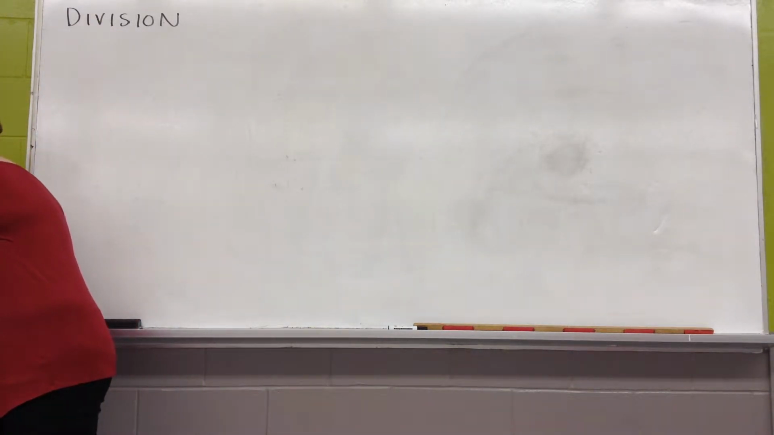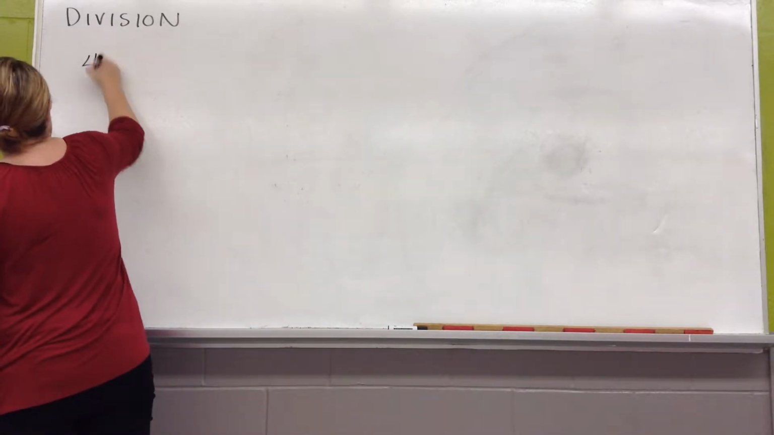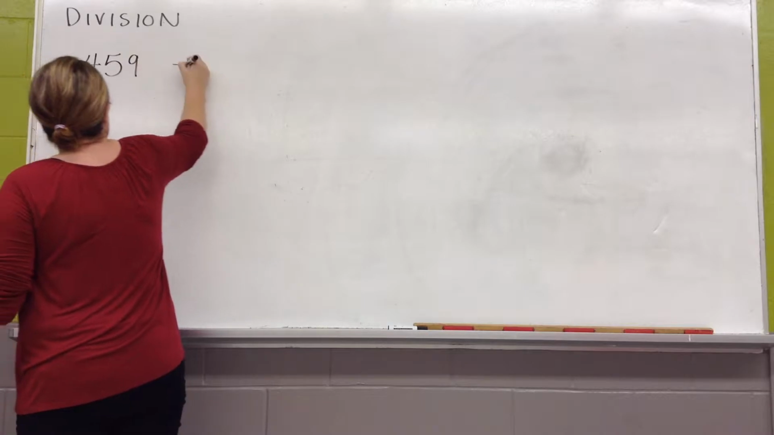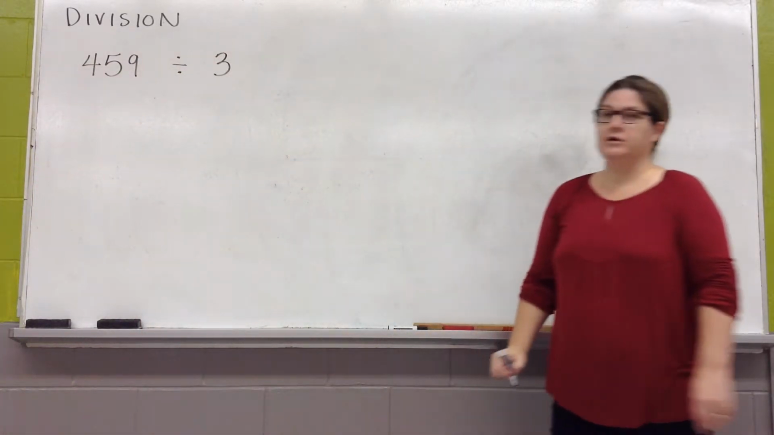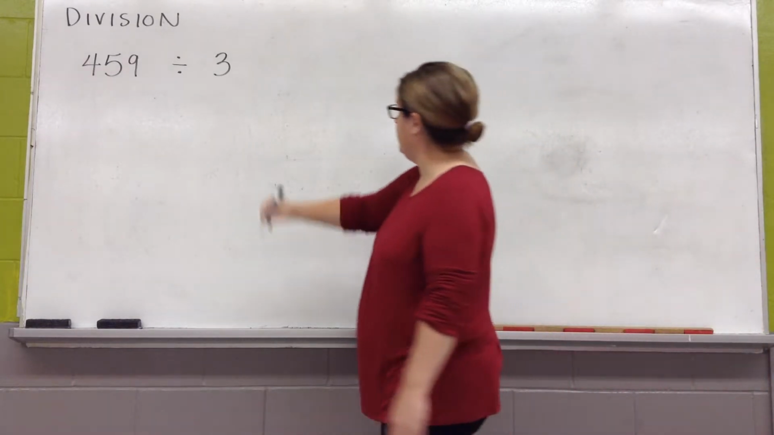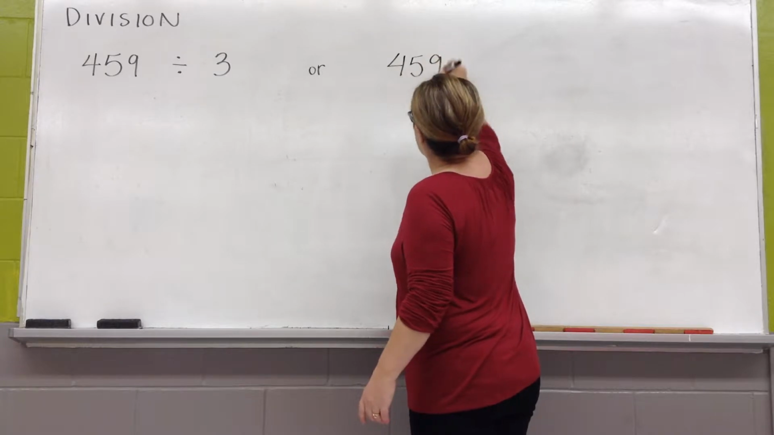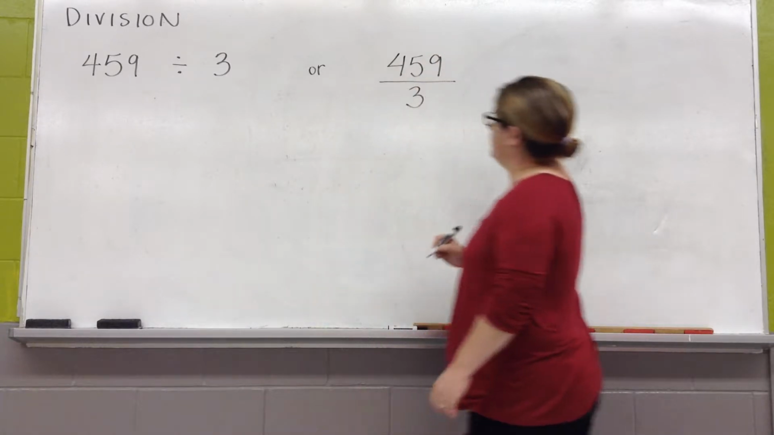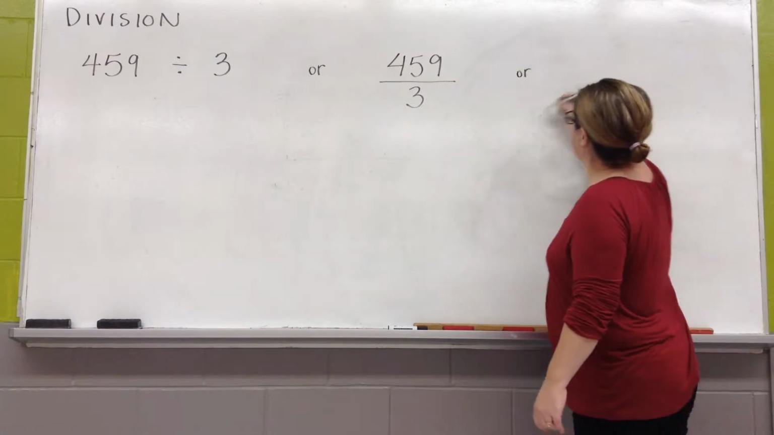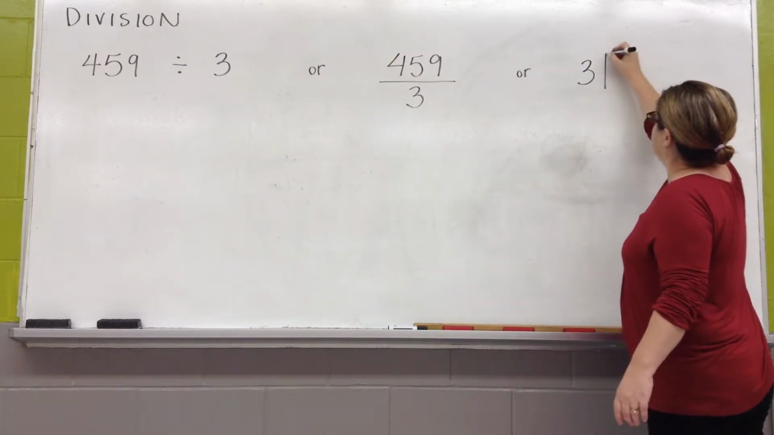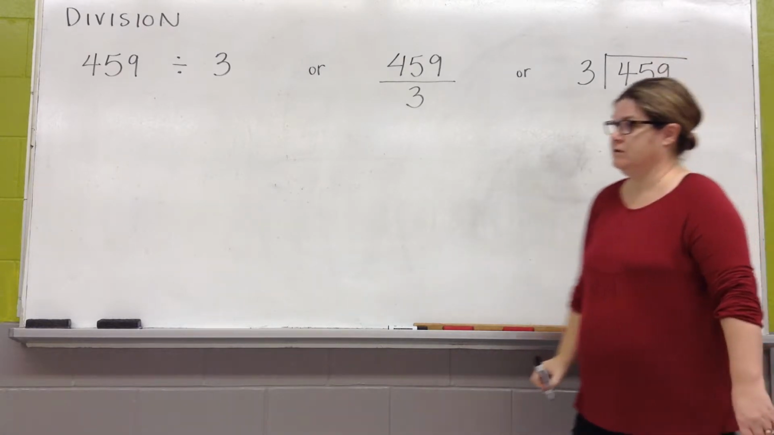So I want to show a couple of different ways in which a question can appear. 459 divided by 3 would be the same as having it appear 459 over 3. Or it could also be 3 into 459.